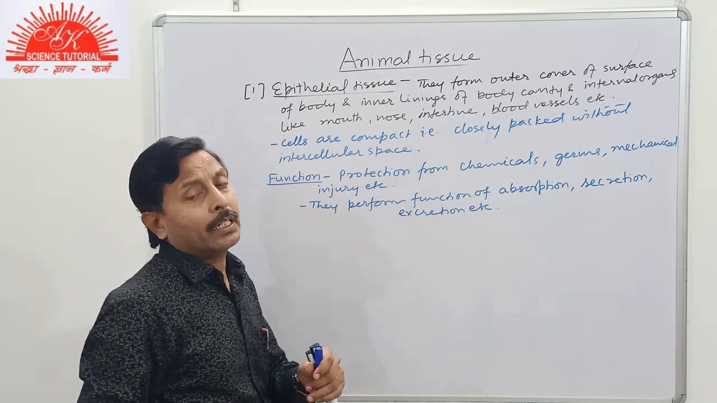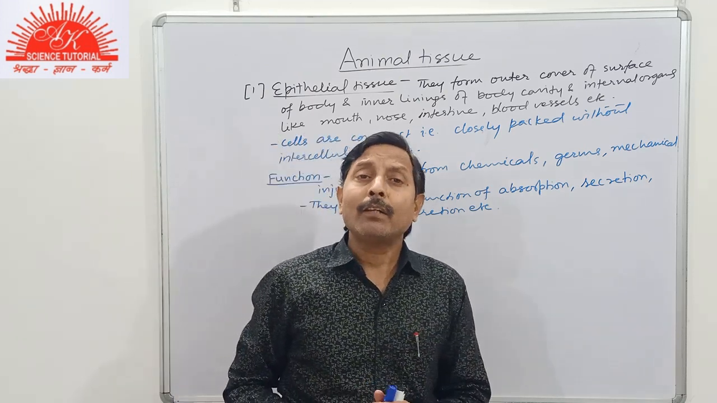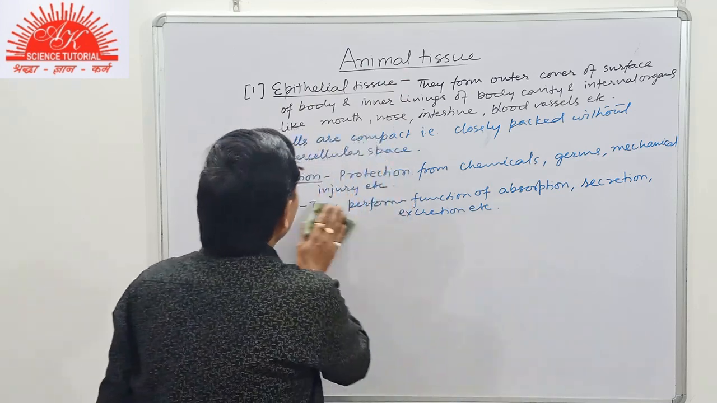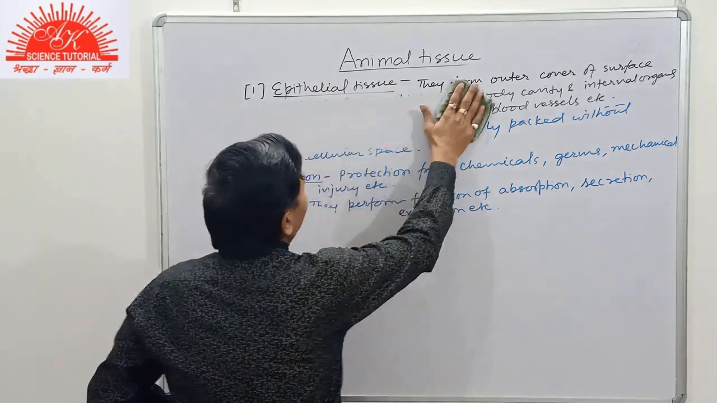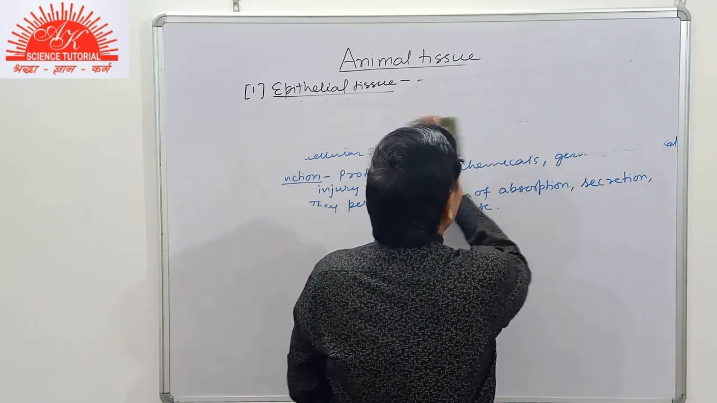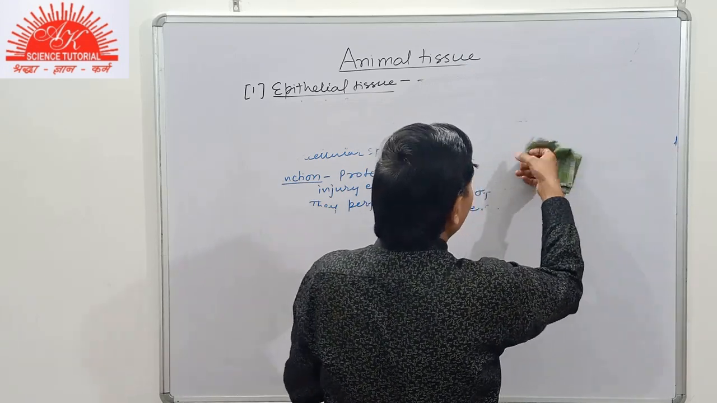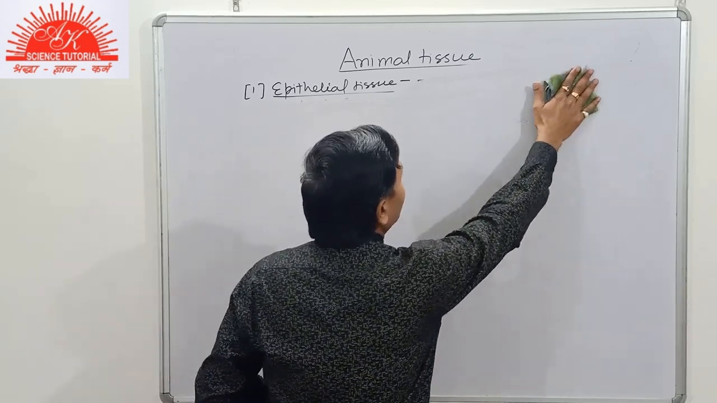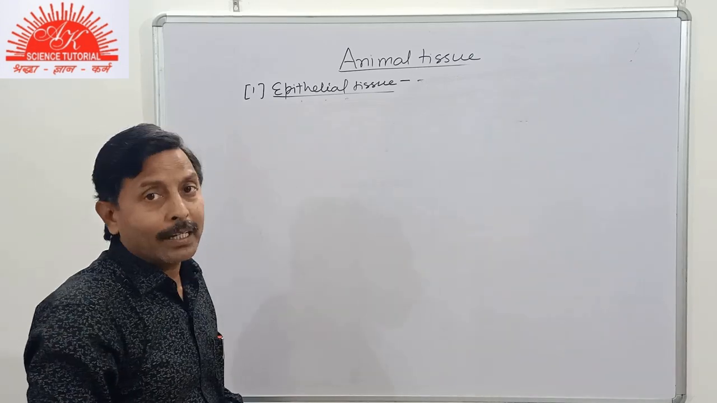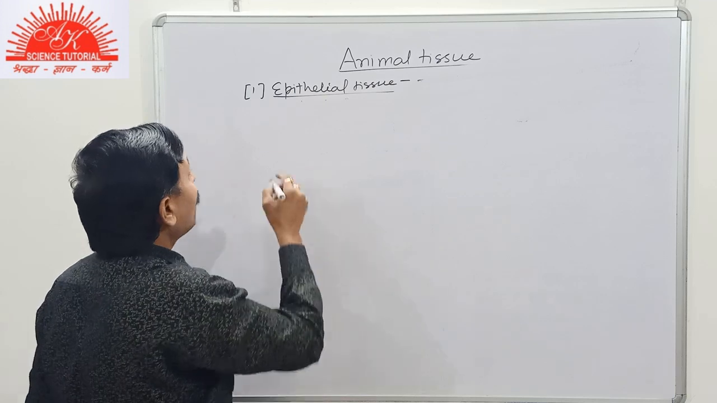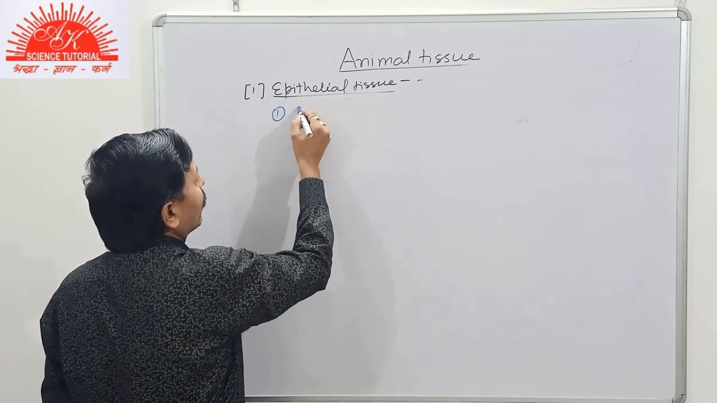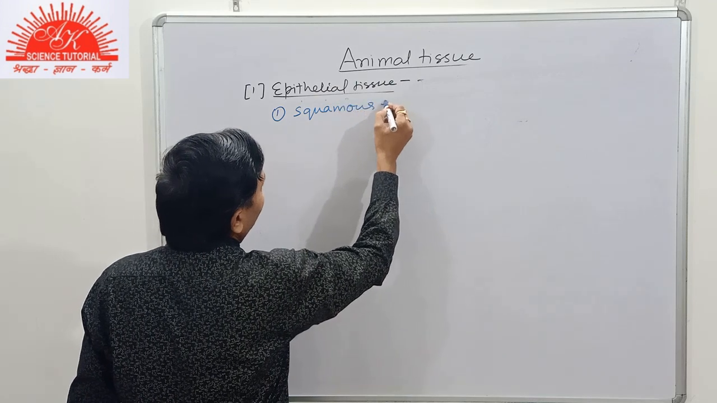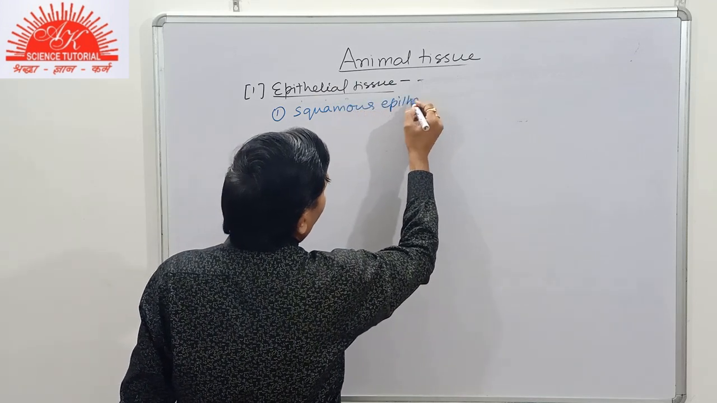Now, as we have studied that it may be of various shapes, and depending upon their shapes, the epithelial tissues may be squamous epithelium, columnar epithelium, cuboidal epithelium, glandular epithelium, ciliated epithelium. So now we see first of all the squamous epithelium.